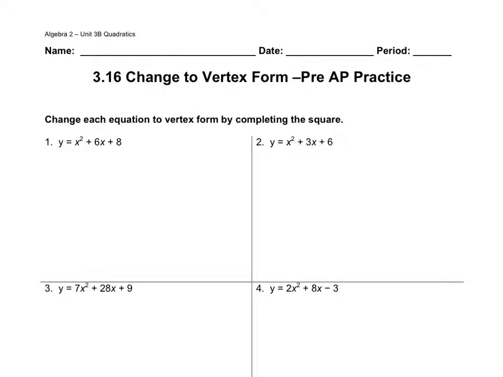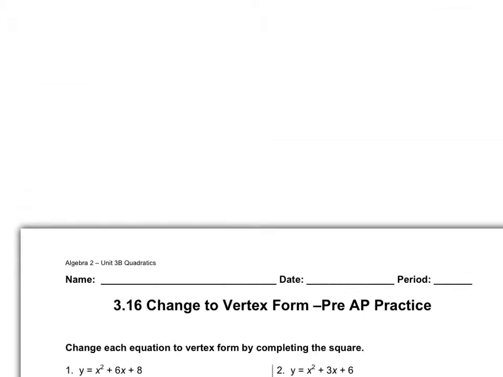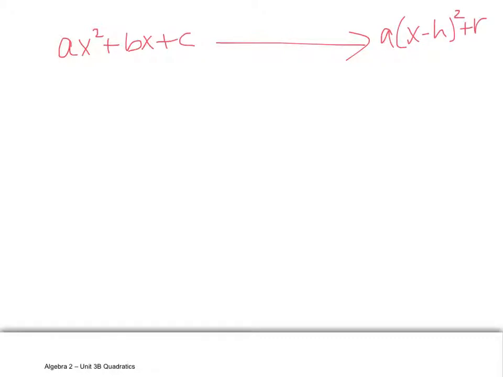Today we'll be working on lesson 316, change to vertex form. But before we start working on the practice sheet, I would like to go over some of the notes with you first. And which is, how can we change from a standard form to a vertex form? We can do that by a concept called completing the square.